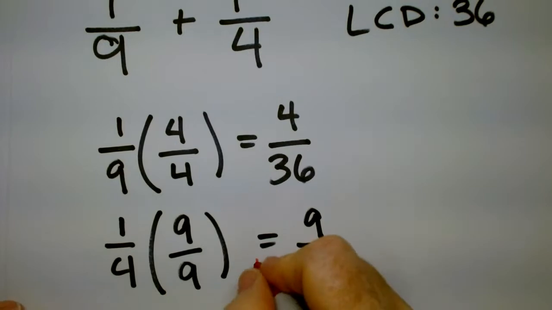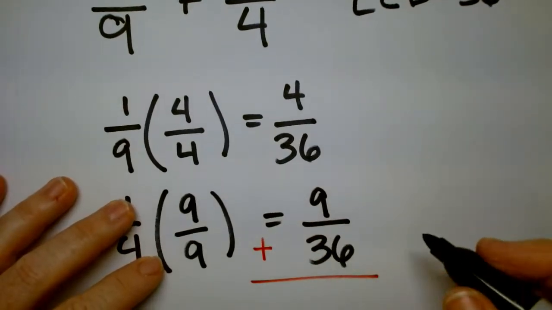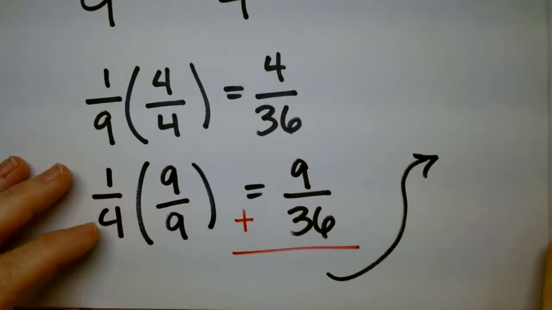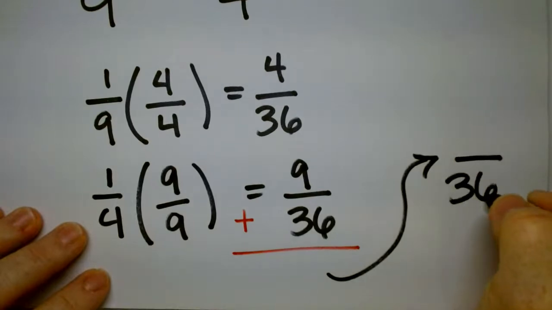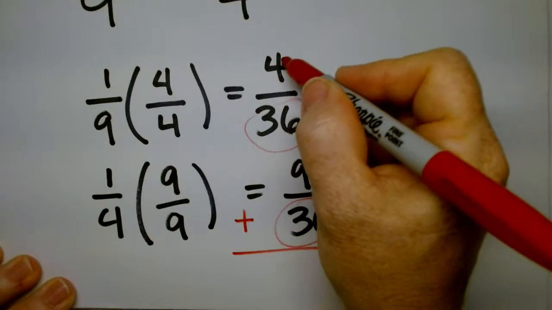Good. So now we're just going to add these two. So the 36, here, I'll write the answer up here so it's bigger. Okay. So the 36 is the denominator. Good, because they match. You can see they both match. And then what is 4 plus 9?